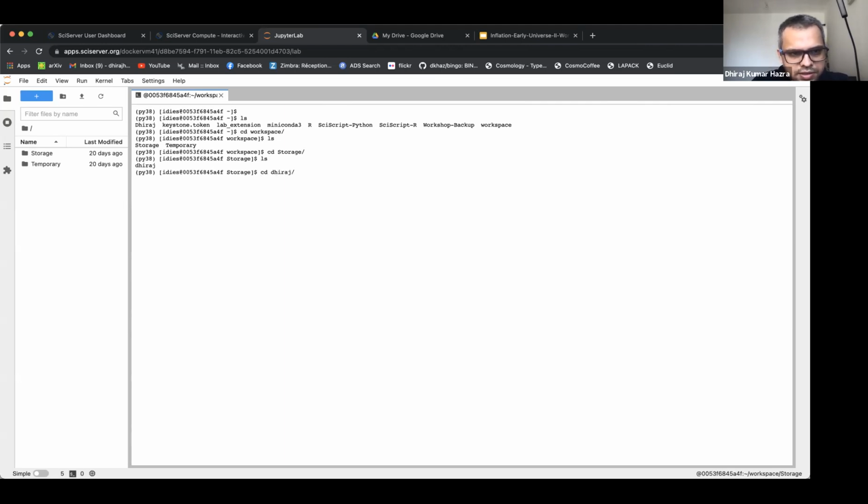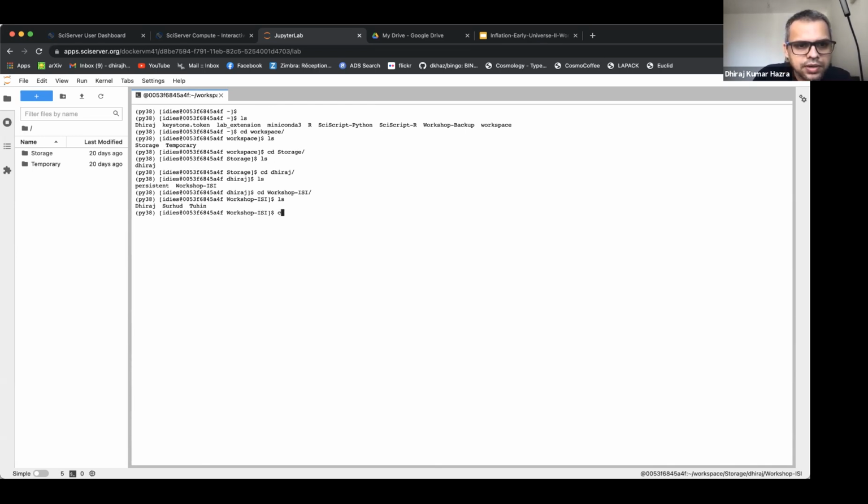Then I go to cd Dhiraj. The server has an issue now. It's very slow. Okay. Then workshop ISI. As you can see, this folder has been shared with you. There are three folders, Dhiraj, Surhud, and Tuhin. You can simply copy my folder into your workspace. I'm going to show you how you can do that.